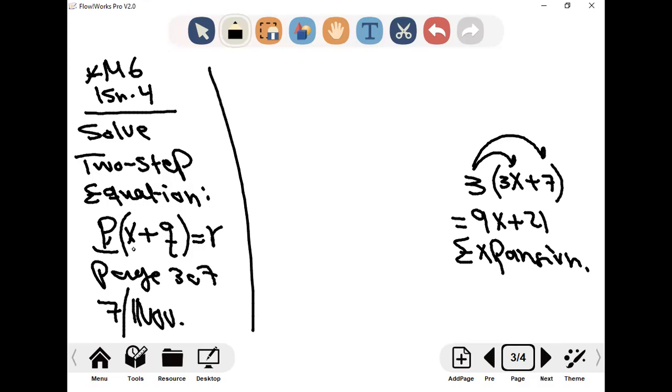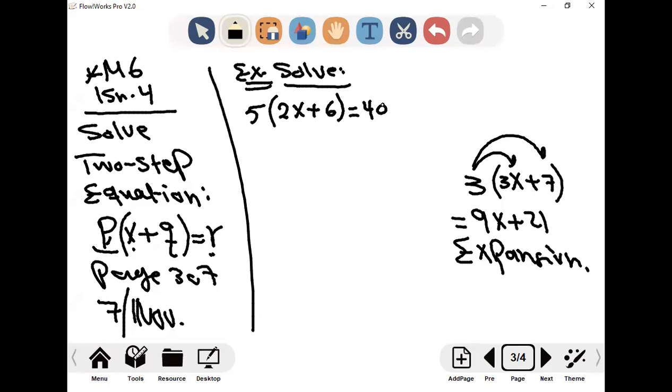So P multiply X, PX, P multiply Q, PQ. P and Q are both numbers, right? It will be one number. All equal R. Let's take an example. For example, to solve 5 with 2x plus 6, all equal 40.